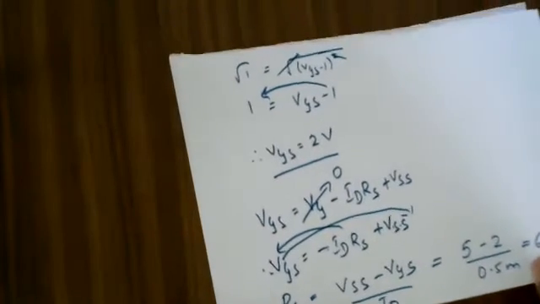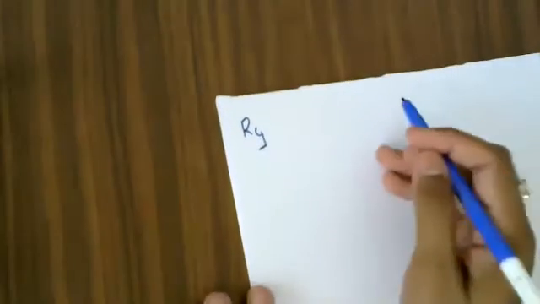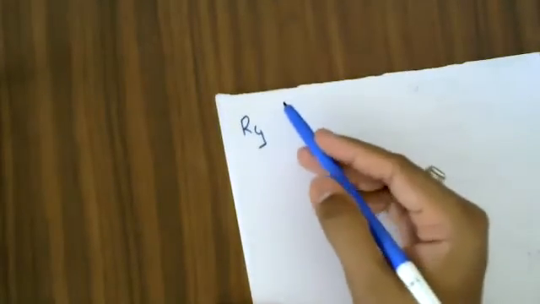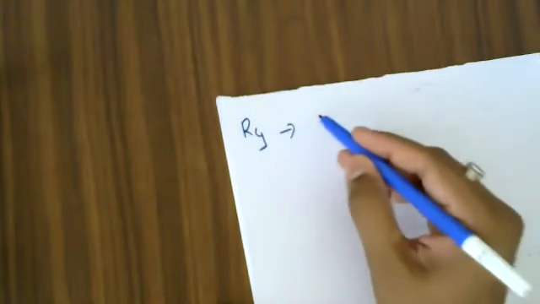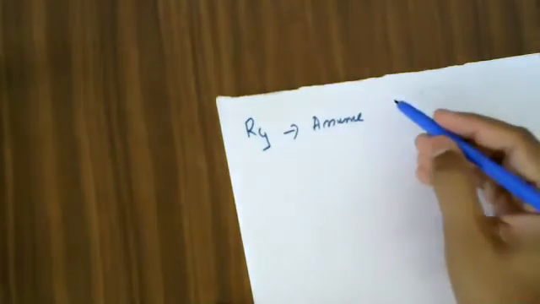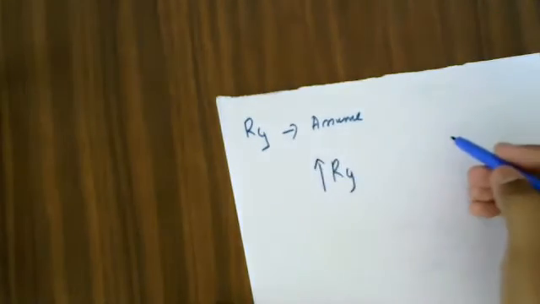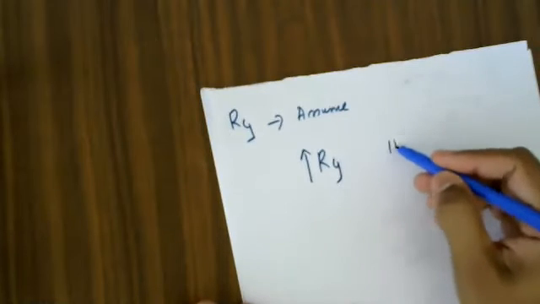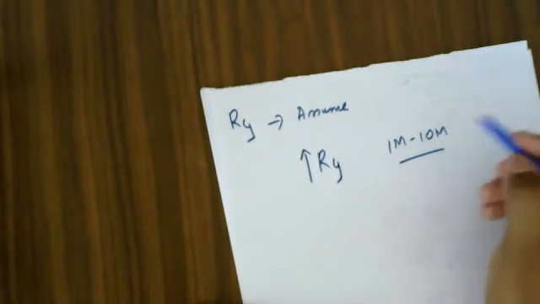Then what is left out? Left out is we have to select the value of RG. In the previous numerical also, what did you do? Did we compute any value for RG? No. We assumed the value of RG. We said that the RG value has to be very high. It has to be in the band of 1 mega ohm to 10 mega ohms. So in this band, I can select any value.